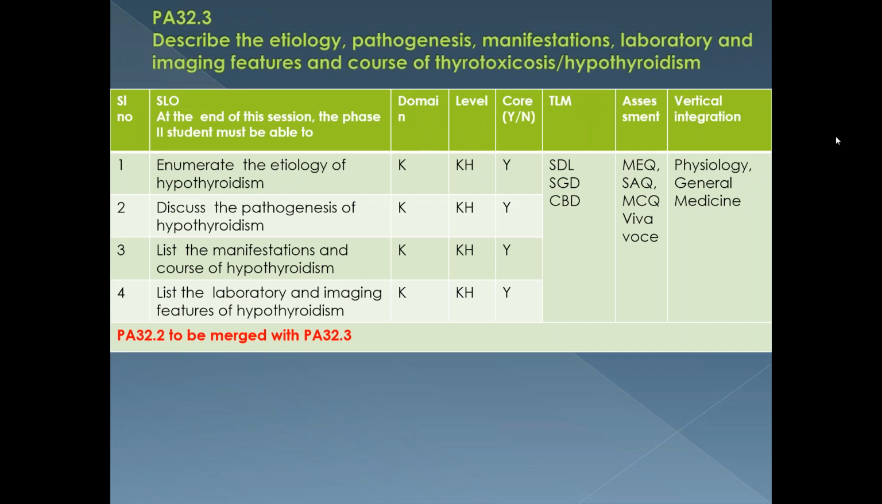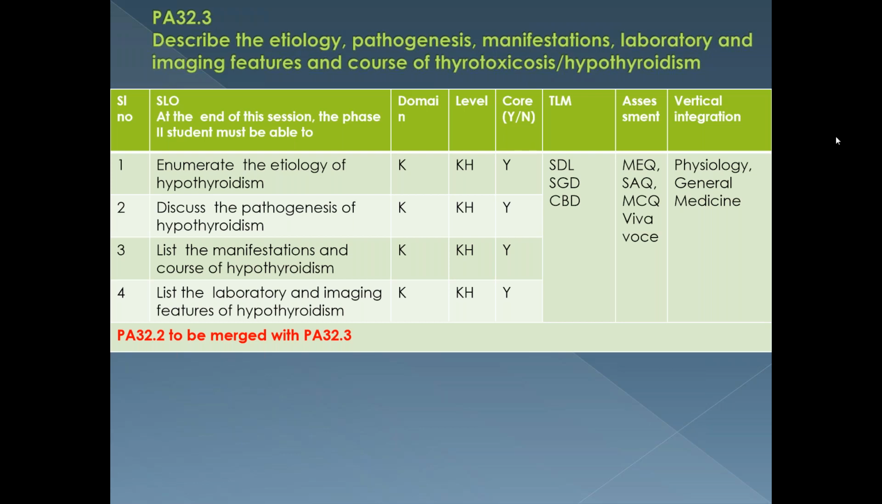We are not taking any lectures per se, just a small group discussion and case-based discussion can be done. Coming to the third competency: describe the etiology, pathogenesis, manifestations, lab and imaging features, and course of thyrotoxicosis or hypothyroidism. Here, the SLOs would be to enumerate the etiology of hypothyroidism, to discuss the pathogenesis of hypothyroidism, to list the manifestations and course of hypothyroidism, and to list the lab and imaging features of hypothyroidism.